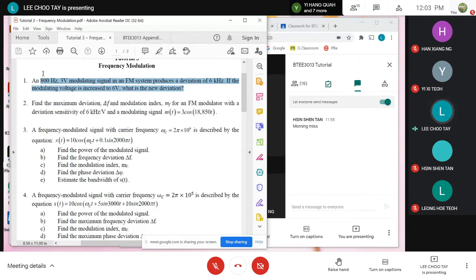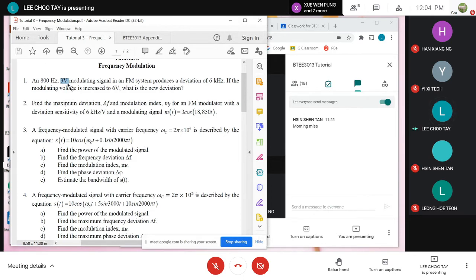All right. So we have here 800 hertz. What is this? It's a frequency, isn't it? So it's a frequency of our modulating signal. So straight away, we can say this is fm, the small f and subscript m, okay? So that is the frequency of the modulating signal. And 3 volt is a voltage. So that is the amplitude of our modulating signal. So amplitude, we normally use Vm, isn't it?